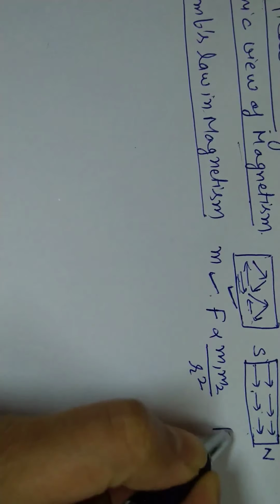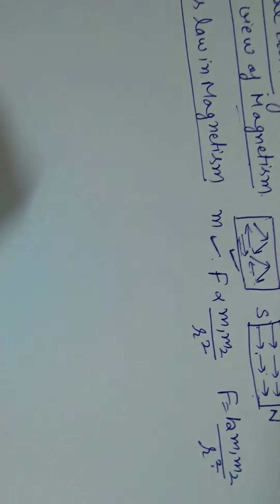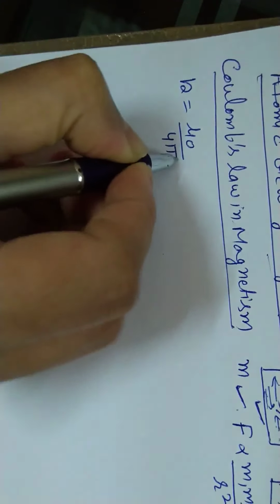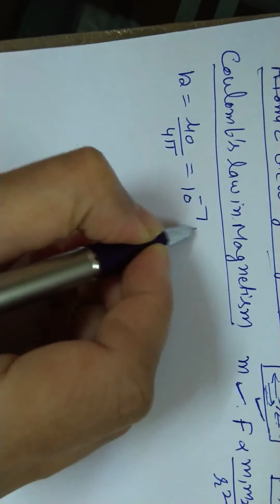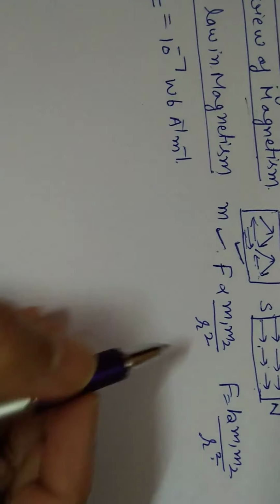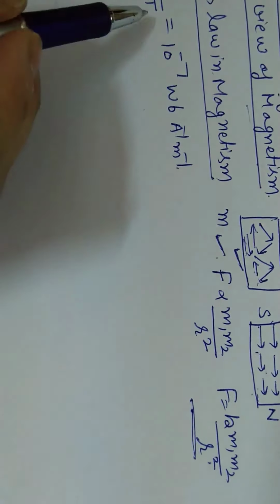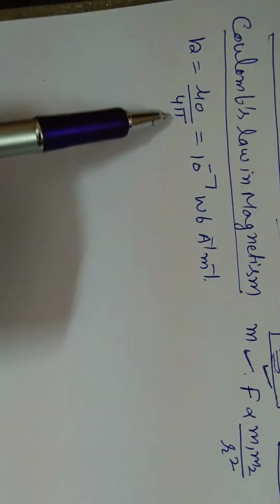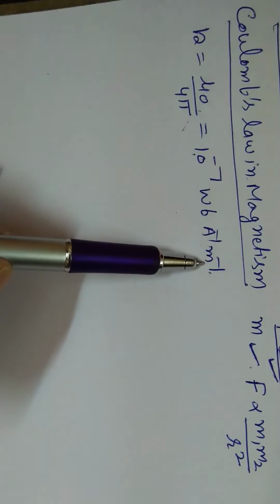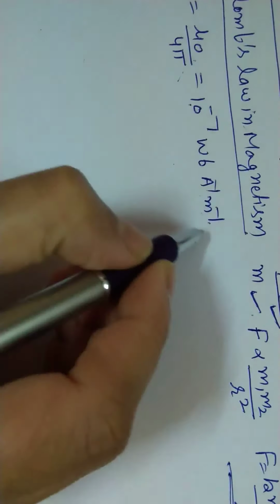And here we have the constant K, F is equal to K m1 m2 upon r square, and this K constant is written as mu naught upon 4 pi, and its value is 10 raised to power -7 Weber per ampere per meter. This is Coulomb's magnetic force between two magnetic poles. And here the constant of proportionality is mu naught upon 4 pi, 10 raised to power -7 Weber per ampere per meter. And in electrostatics, we have the electric field as force upon charge.